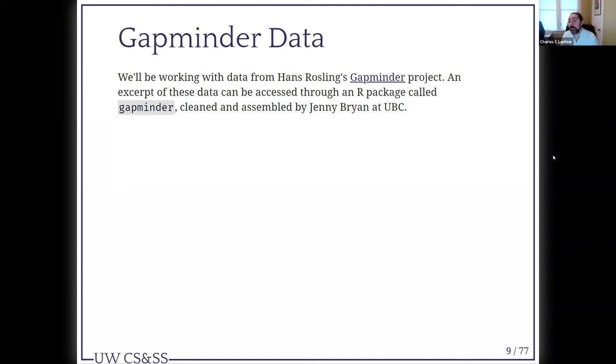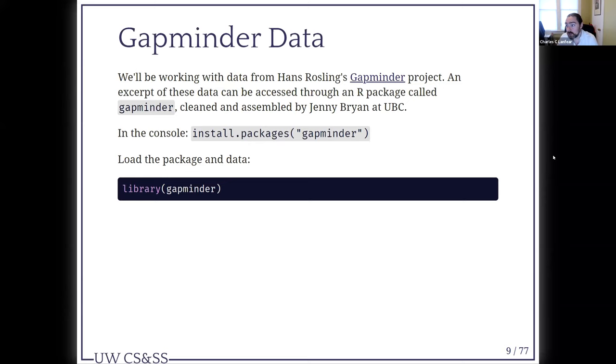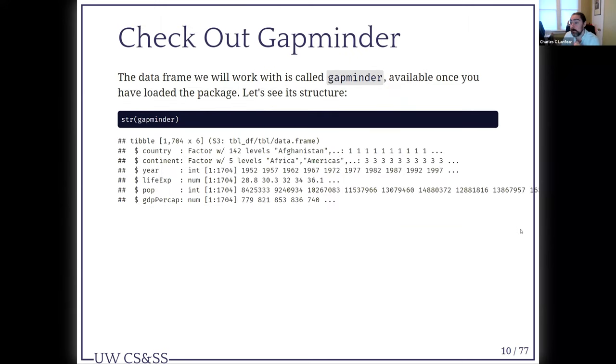Okay, so for the rest of the lecture today and for your homework, you're going to be using data from Hans Rosling's Gapminder project. A little excerpt of these data can be accessed through the R package gapminder, which was put together by Jenny Bryan up at UBC. So if you want to use these data, which you will for your homework, you can do install.packages gapminder, and it will install the gapminder package. You can then load it using library gapminder, and you'll have the data accessible. Okay, so if you've done that.